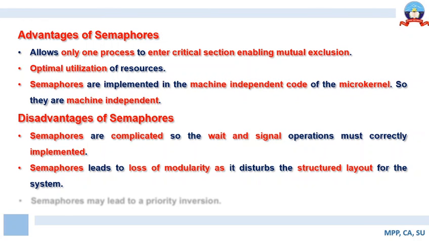Now, semaphores lead to loss of modularity as they disturb the structural orientation of the computational system, because whenever a process wants to enter its critical section, it has to execute wait, and upon completion of execution of the critical section, it has to execute signal. So every time a process wants to perform its operation, wait and signal have to be executed. Definitely it disturbs the modularity of the overall program orientation in a computer system.